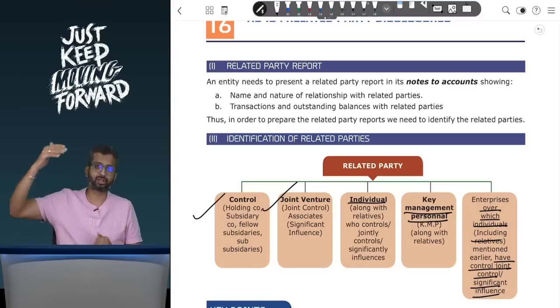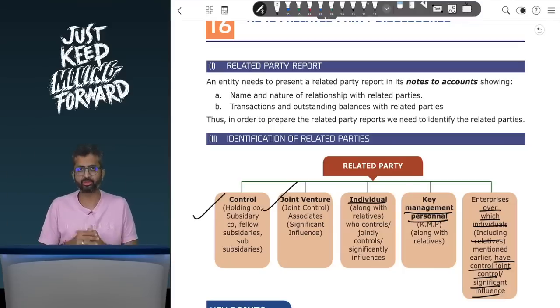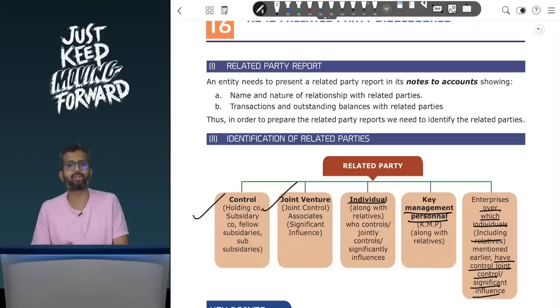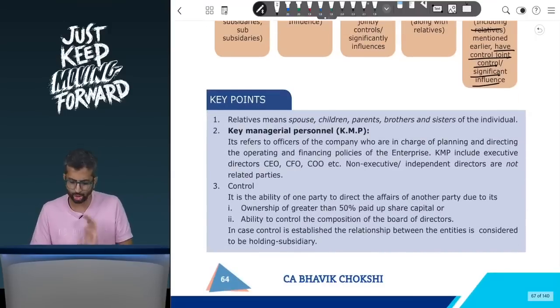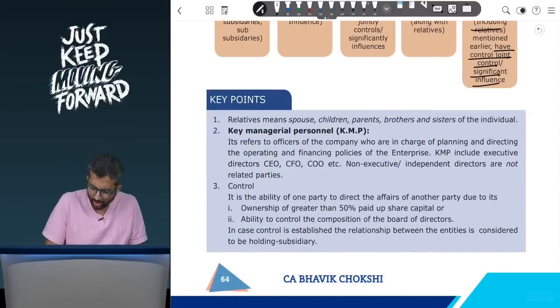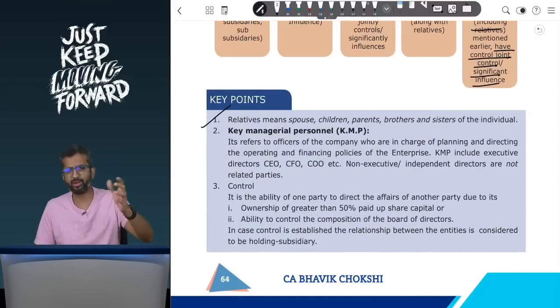However, the directors, especially the executive directors, the CEO, the MD, the CFO, are taken to be key managerial personnel. So they, along with their relatives, will also be taken as related parties. So identification of related parties is a relatively important discussion that you should do. Relatives will include children, parents, brothers, sisters.